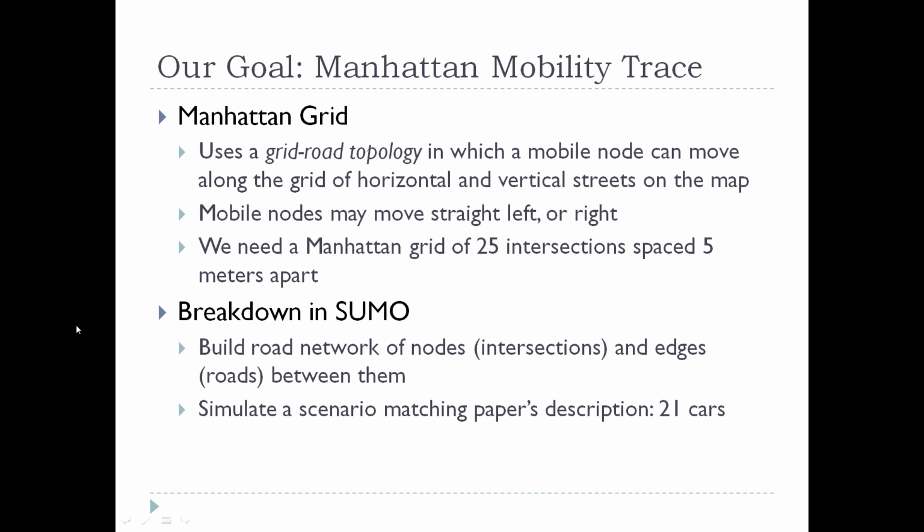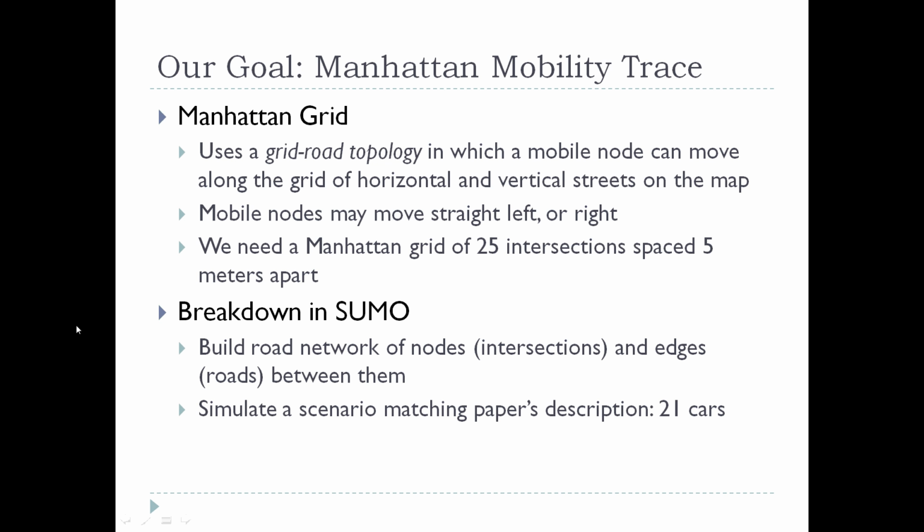So our goal in using Sumo was to create mobility traces for a Manhattan grid. A Manhattan grid uses a grid road topology in which mobile nodes can move along the grid of the horizontal and vertical streets on the map. So there's three choices for any mobile node, and that is straight, left, or right. What the paper called for was a Manhattan grid of 25 intersections spaced 5 meters apart.